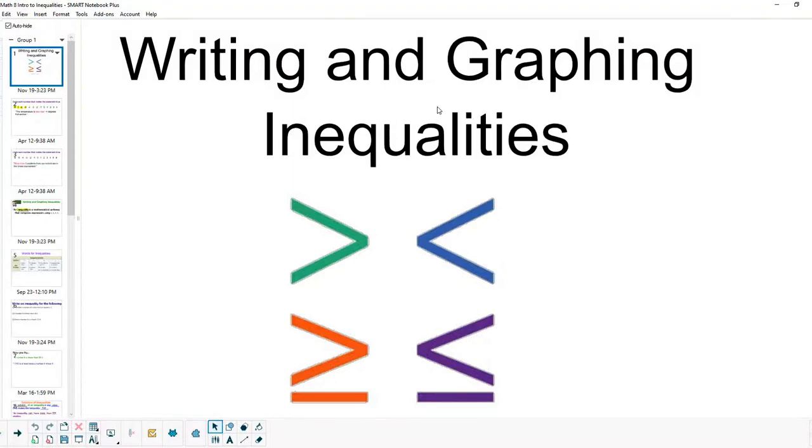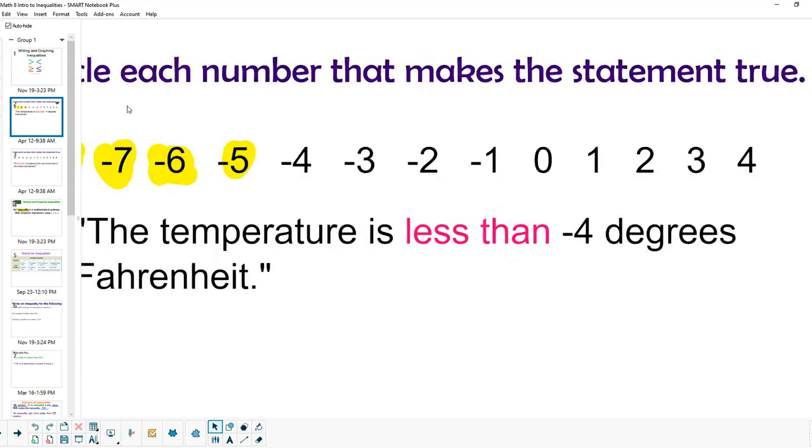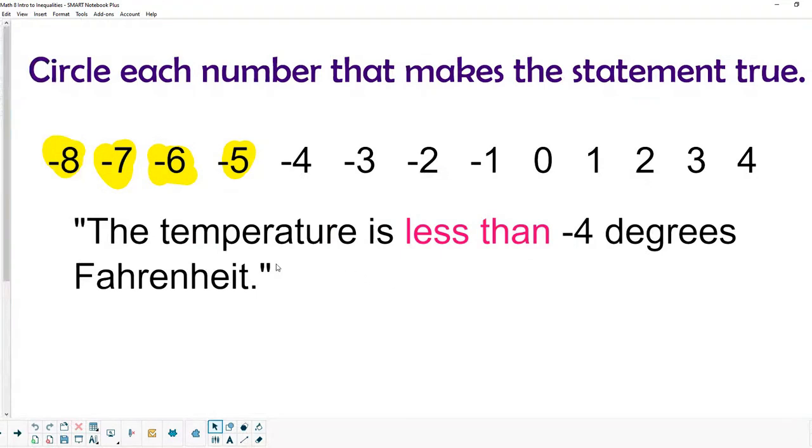Today we're talking about writing and graphing inequalities. So if I go to a little list of numbers like this and ask you to demonstrate what are the numbers or the temperatures that are less than -4 degrees Fahrenheit, I've highlighted those numbers that fall into that category. So you notice there's more than one. This is a question that has more than one answer, and so that's kind of an interesting thing to note.